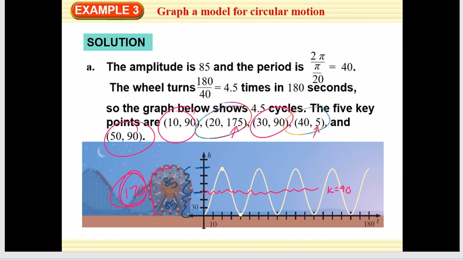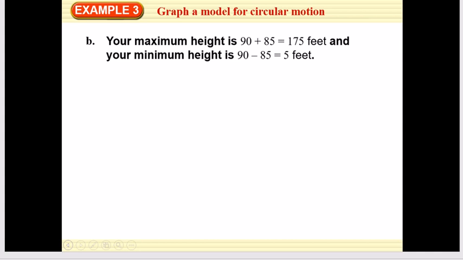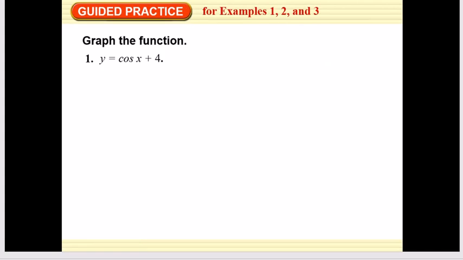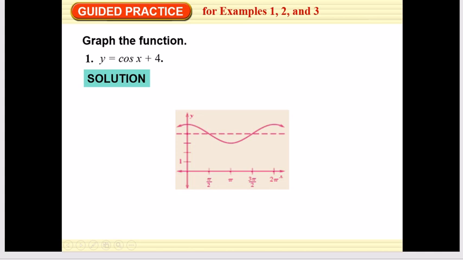Alright, so let's go ahead and finish out example 3. So your maximum is that 175, and your minimum's 5 feet. Alright, so let's check out these guided practice. Go ahead, graph them, and pause the video, see if your solutions match.